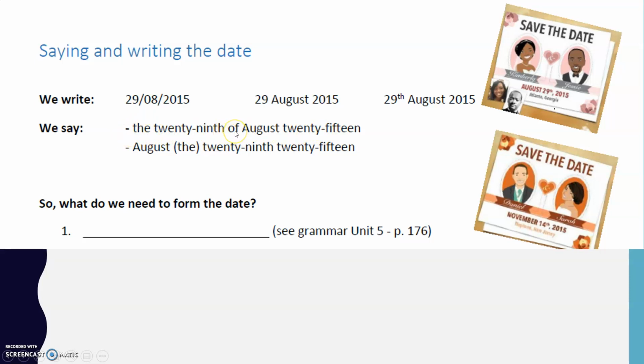So let's break that up. What do we need if we want to say or write, especially say, the date? First of all, 29th. Maybe you remember what kind of number that is. We already saw that in the previous unit, unit 5. So you also have, for instance, the first, the second, and so on. That's an ordinal number. Ordinals or ordinal numbers. Dus dat is een rangtelwoord. Eerste, tweede, derde in het Nederlands.